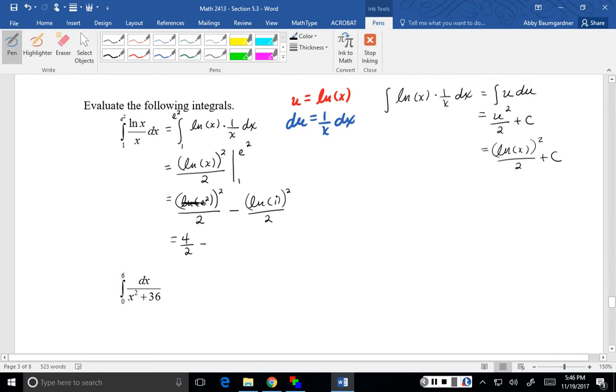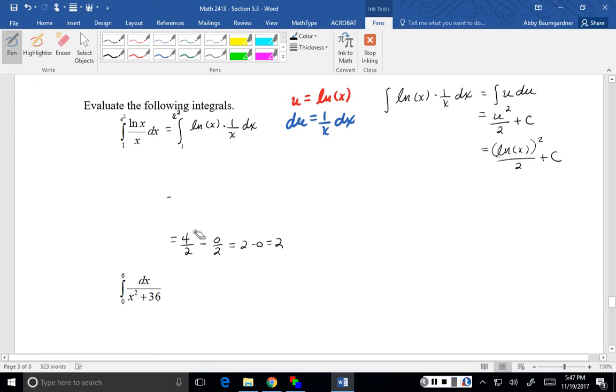Ln of 1 is 0. 0 squared is 0. So you get 2 minus 0, which is 2. That is one way to do it. It's not the way I usually do it.